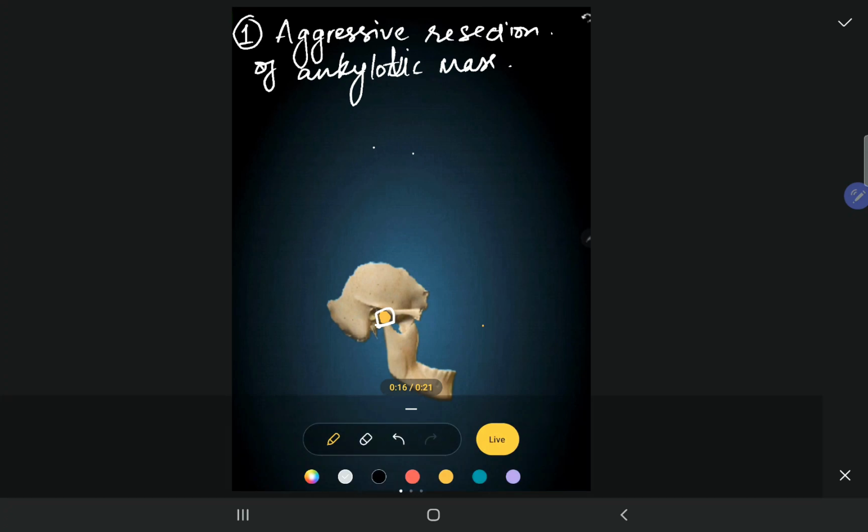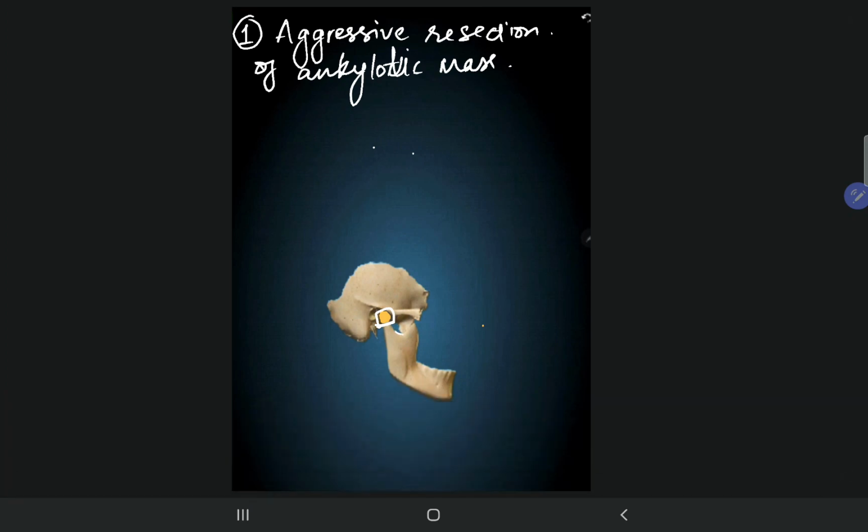This protocol is given by Caban and colleagues, that is the reason we call it Caban's protocol. So the first thing is doing the aggressive resection, and then we are going to resect the coronoid process as well. Because since the condyle is not there, sometimes there can be hypertrophy of the coronoid process. That can also lead to ankylosis again. So that is the reason we are removing the coronoid process also.